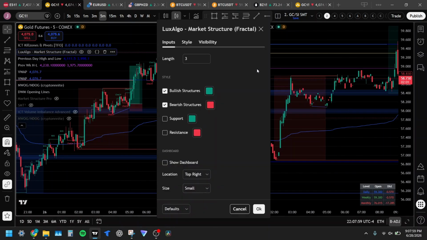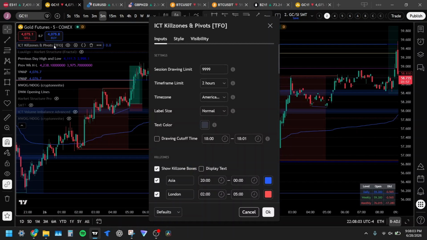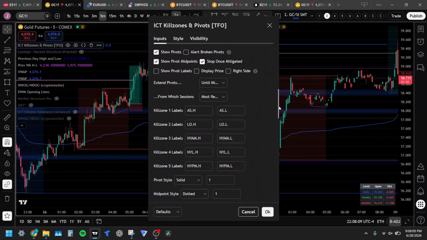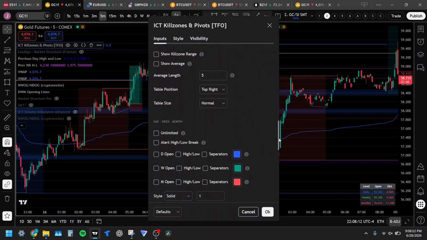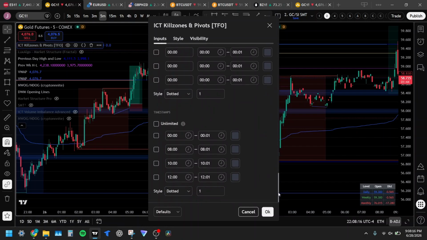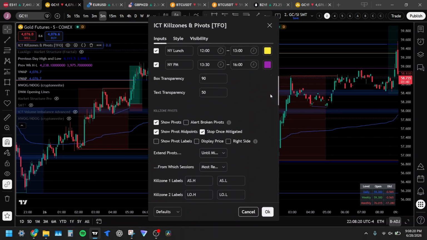Market structure, I don't really use this at all. It really shouldn't even be on. I don't really use it at all. And ICT, kilozones, and pivots, I have my own custom settings here. I think these are the best personally, and it makes it just easier to see and makes it better. You don't have to have the mitigation of the levels if you don't want, like London. Let me see here.